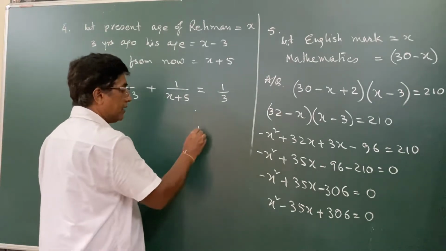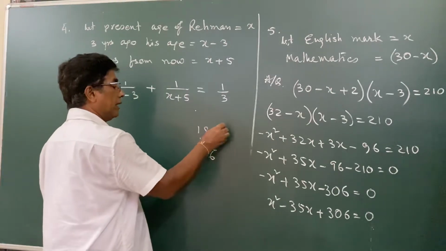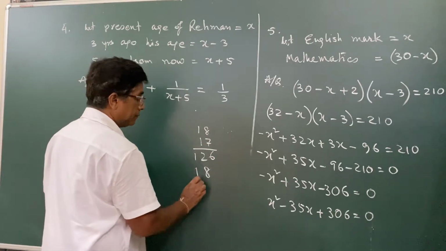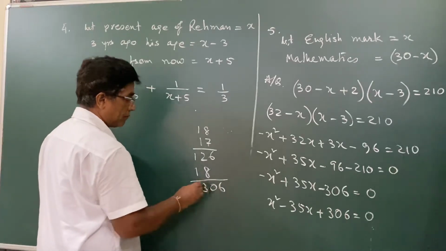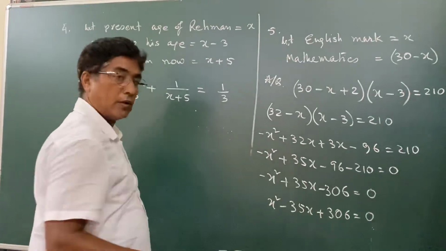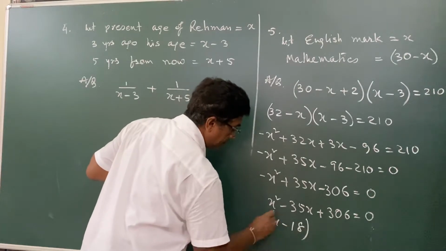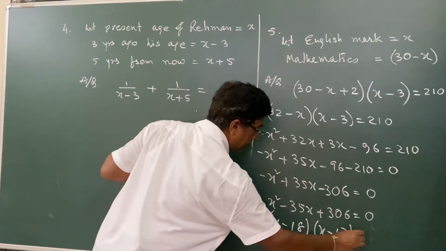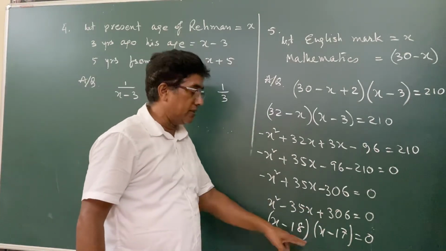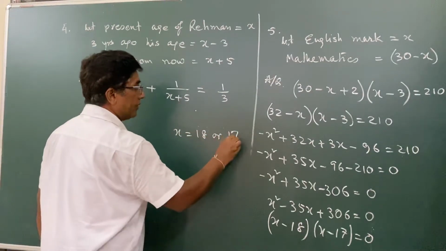Okay? 18 into 17. 8 7s are 56, 7 on the 7, 8, 9, 10, 11, 12. This is 306. Okay? 18 plus 17 is 35. Alright. So if you solve, you will be getting x minus 18, x minus 17. I have missed out 2 steps. So factorize, you will get x minus 18, x minus 17. That means your answer x is 18 or 17.